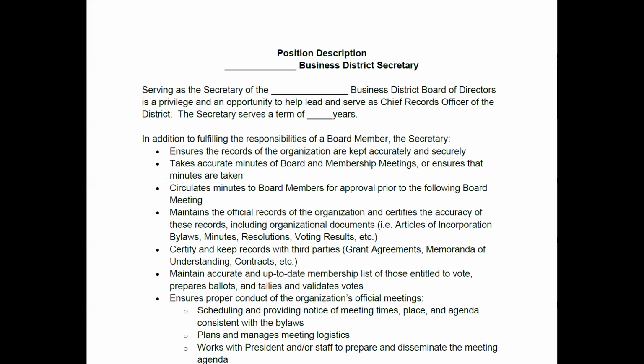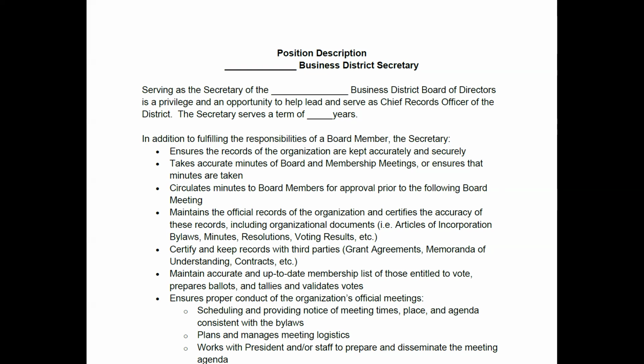Okay, next is the secretary. And I'm sure most of you know that the secretary is the record keeper of the organization. So the most important thing here for the secretary is taking those minutes, right? For each board meeting, making sure those minutes are taken, and then sending a draft of those minutes to the rest of the board prior to the next board meeting, just so they can be reviewed and then approved at that board meeting.